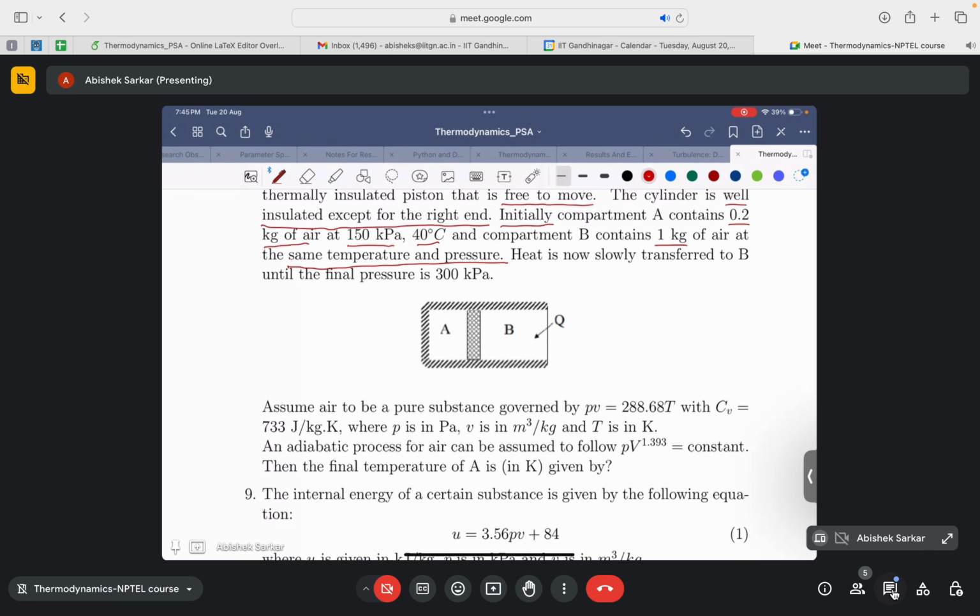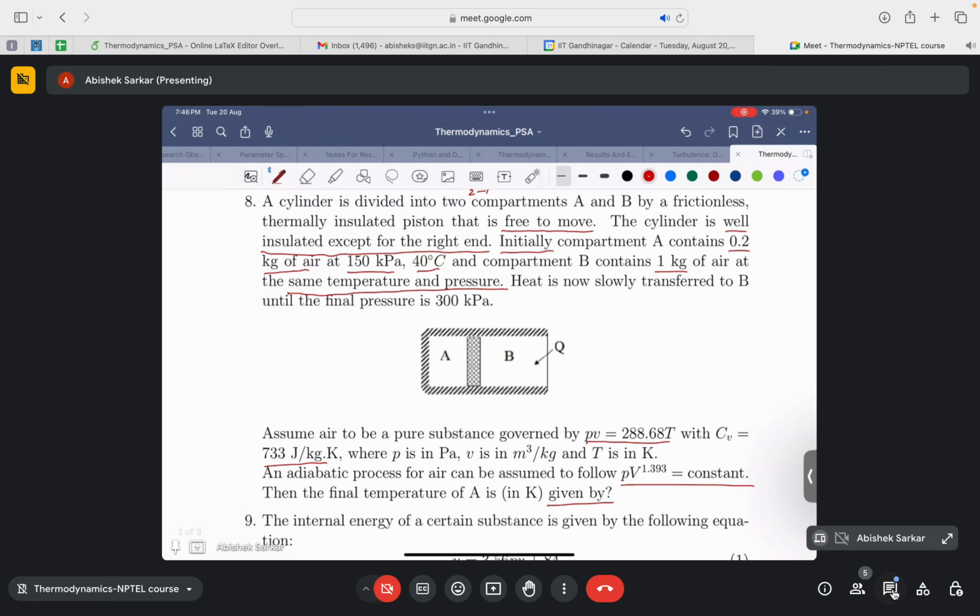Assume air to be a pure substance governed by the relation PV is equal to 288.68 T, with CV equal to 733 joule per kg Kelvin, where pressure is in Pascal, V is in meter cube per kg, and T is in Kelvin. An adiabatic process for air can be assumed to follow PV to the power 1.393 is constant. Then the final temperature of A in Kelvin is given by.